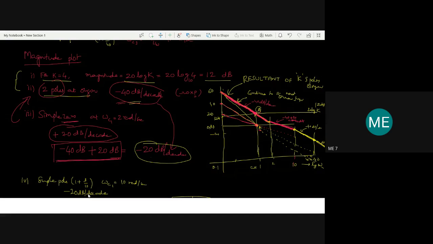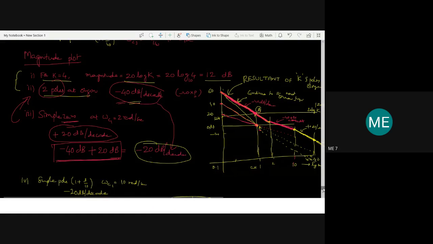So the next factor, the simple zero, comes in at omega C1 equal to 2 radians per second. Till that point we need to extend the line, that's why you see omega C equal to 2 radians per second. I stopped at that point. Then at that point the simple zero comes into the picture, which has a slope of plus 20 dB per decade.